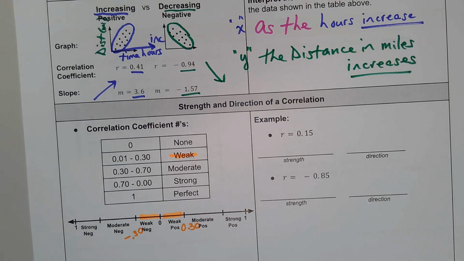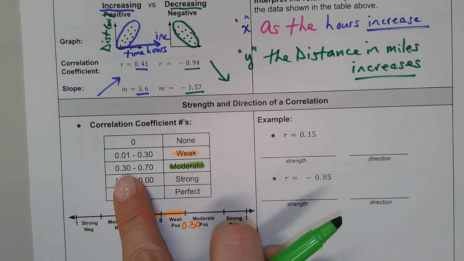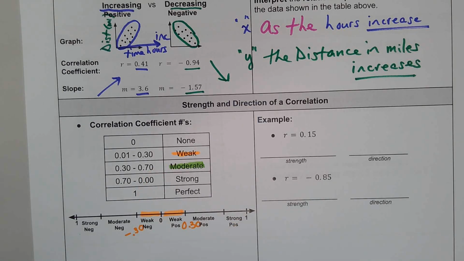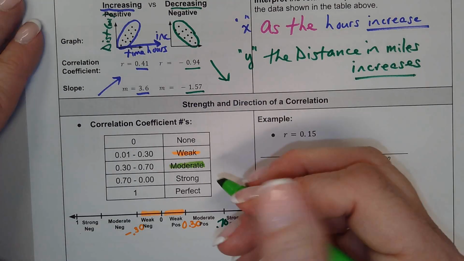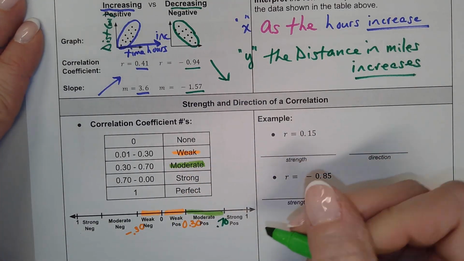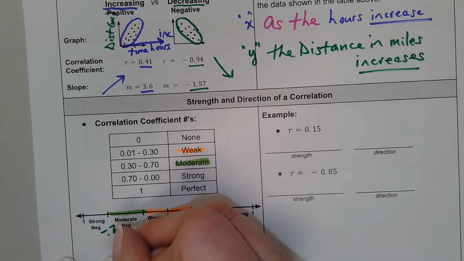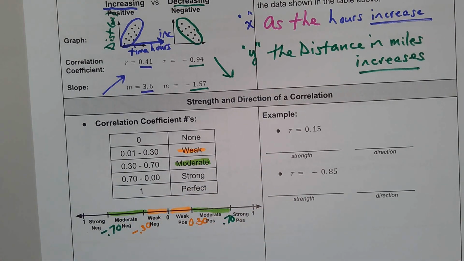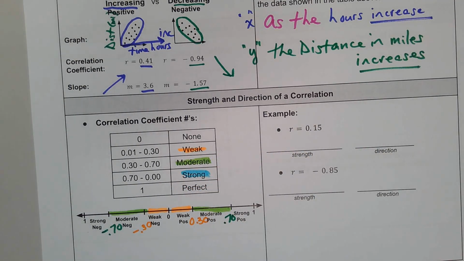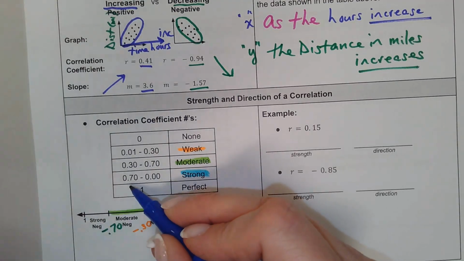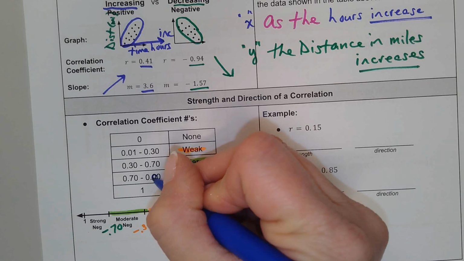And then the next section is going to be moderate. That's if you're between 0.30 and 0.70. So between 0.30 and 0.70, this is moderate on the positive side, and this is moderate on the negative side. And then finally, you're going to be strong if you are between 0.70 and 0.99.